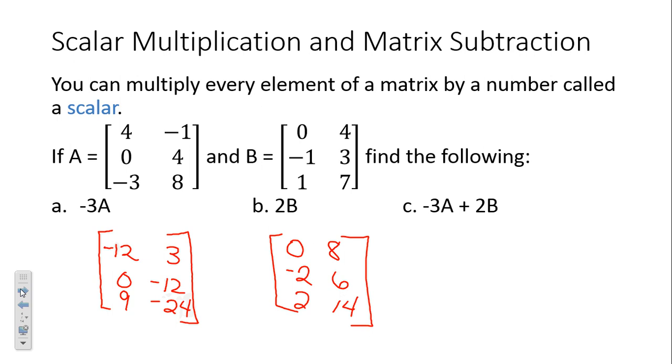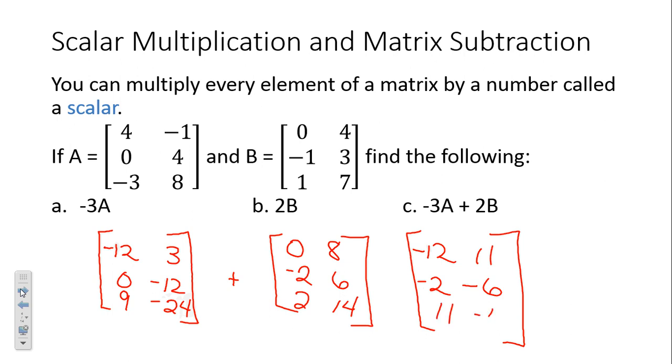Now if we wanted -3A plus 2B, we just found -3A, we just found 2B, so we don't have to do it again. We can simply add the 2 together. We'll have a 3 by 2. I take my -12 and 0. Adding 3 to 8. Adding 0 to -2. -12 to 6. 9 to 2. And -24 and 14. Okay.